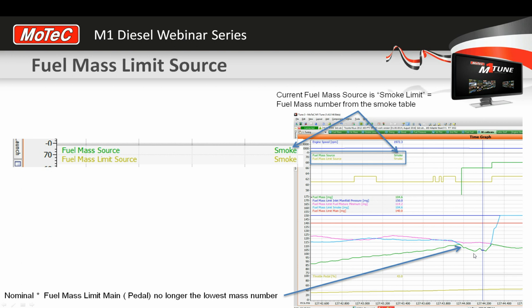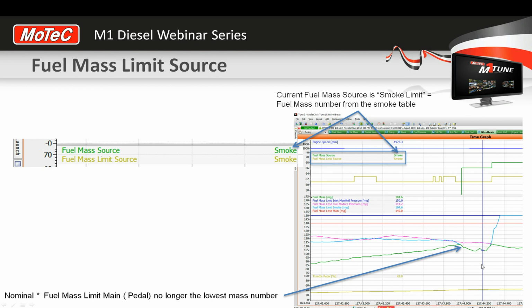Alright, and here you can see, for this amount of time, the smoke line here, we've got some lower numbers happening in the table, and so at this point here where my mouse is, it became lower than the calculation of the pedal, and it became the winner. So it now is deriving the fuel mass to the engine.